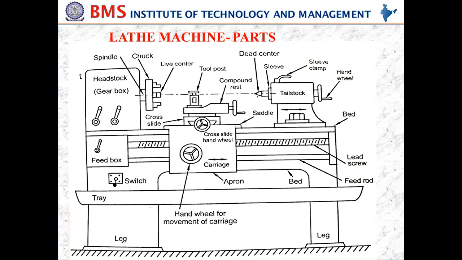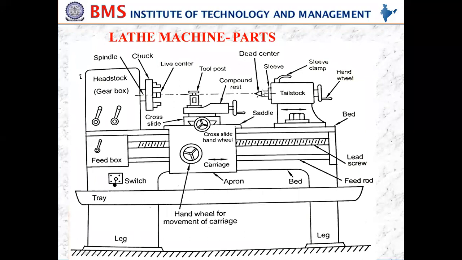And the tailstock. There's one more important lathe part, the tailstock. Generally, this tailstock is mounted on the right-hand side of the lathe bed. What is the function of this tailstock? It is to provide support to the other end of the rotating workpiece, because the workpiece is held in the live center, one end is held at the chuck, and the other end is held by the tailstock.